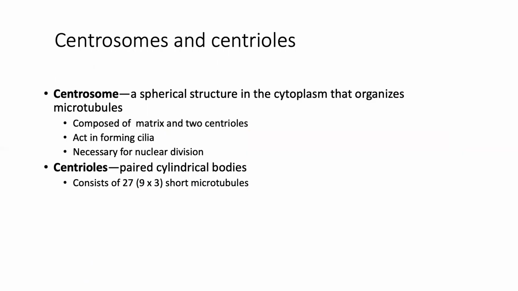So now come to centrosomes and centrioles. Centrosome is a spherical structure in the cytoplasm that organizes microtubules. So it is composed of matrix and two centrioles. It participates in the formation of cilia, and it is also necessary for nuclear division.